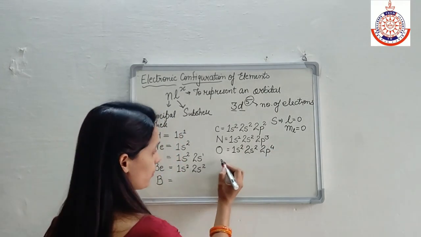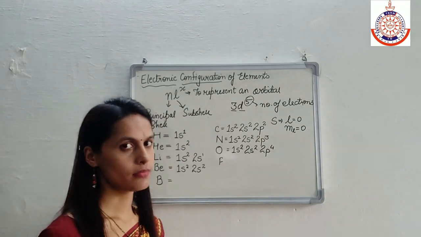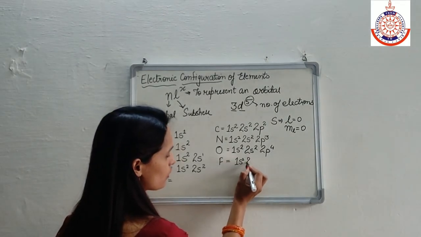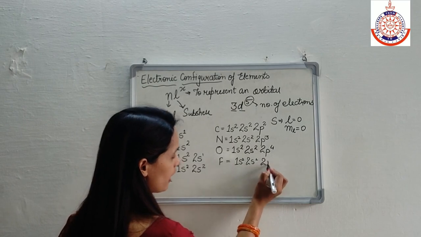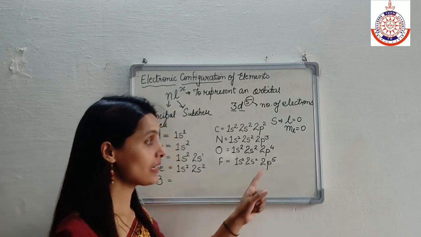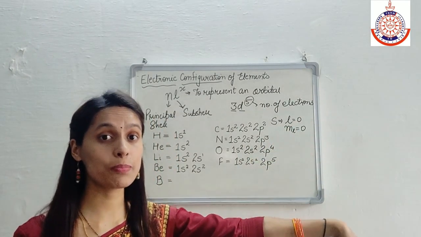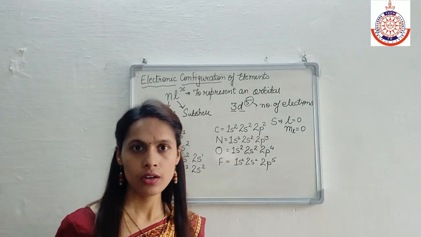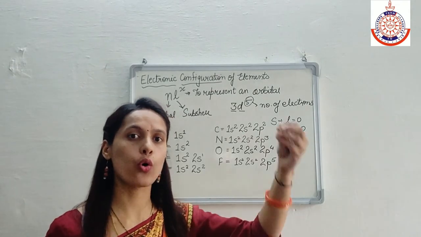Next one is fluorine. We have 9 electrons. So 1s2, 2s2, 2p5. Now why am I adding electrons again and again in the p orbital? Because in the s orbital I'm adding only 2 electrons, but in p I'm adding 3, 4, 5.